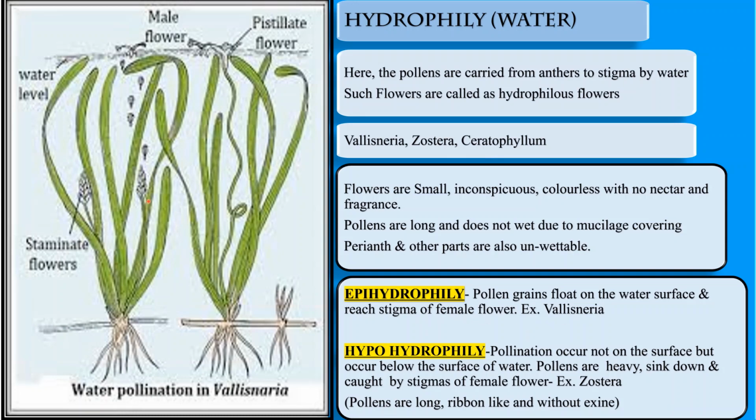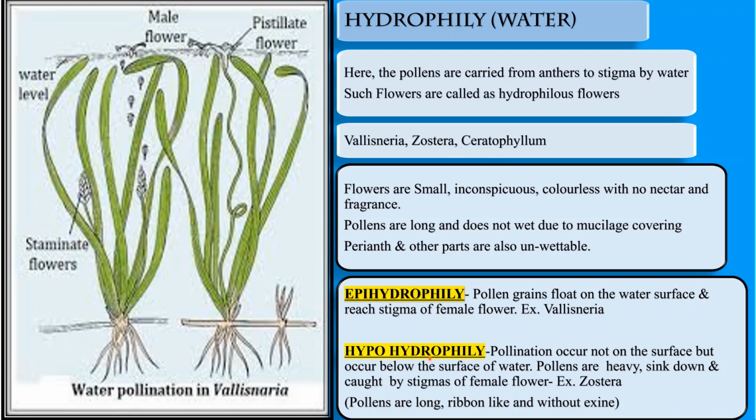This is the picture of Vallisneria, which shows epihydrophily. Here, the plants are unisexual. The left one is the male plant, which produces male flowers, and the right one is the female plant, which produces female flowers. Male flowers detach from the plant and come on the surface of water. Even the female flowers come on the surface by uncoiling of the stalk. Pollination takes place on the surface of water, so it is epihydrophily.